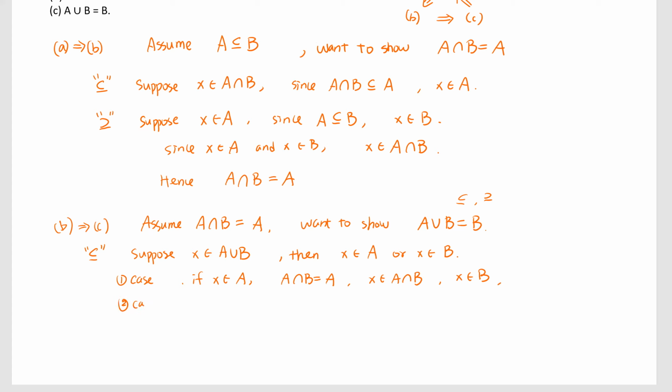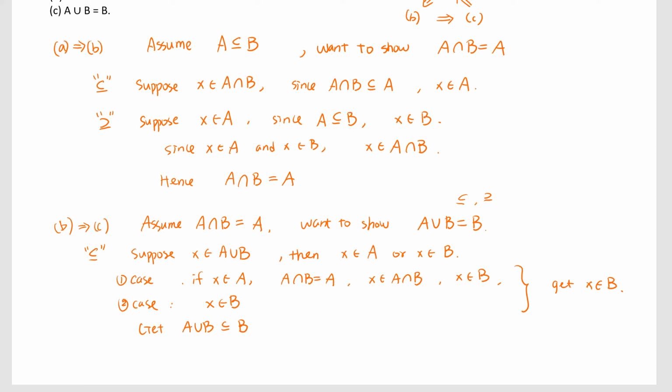For the second case, we have X in B. So combining both cases, we get X is in B. And that's what we want, right? We want to start with X in A union B, and we want to show X is in B. Then we get A union B is a subset of B.